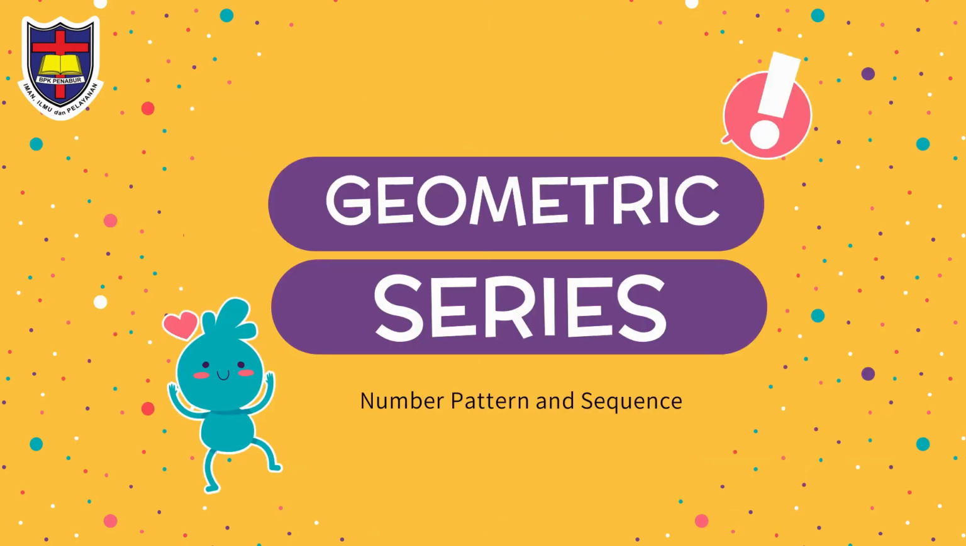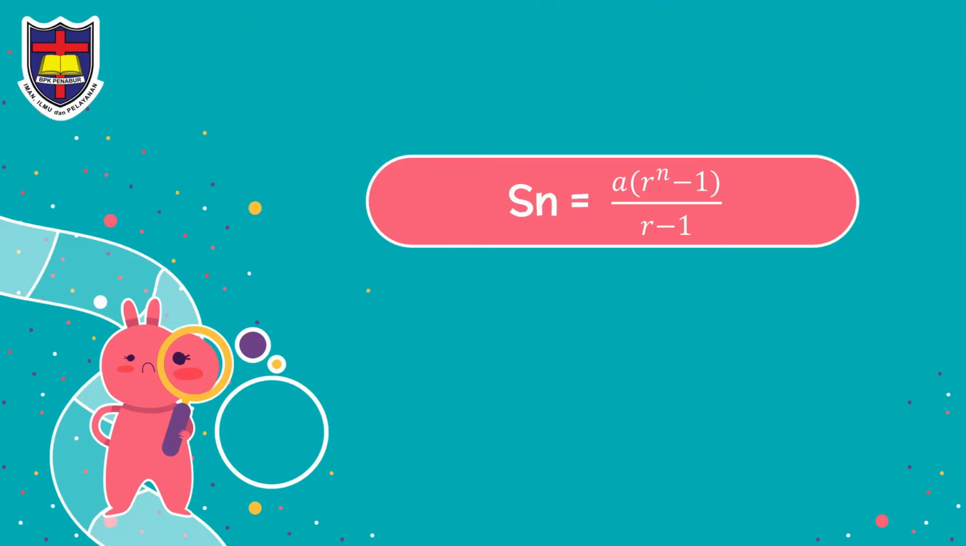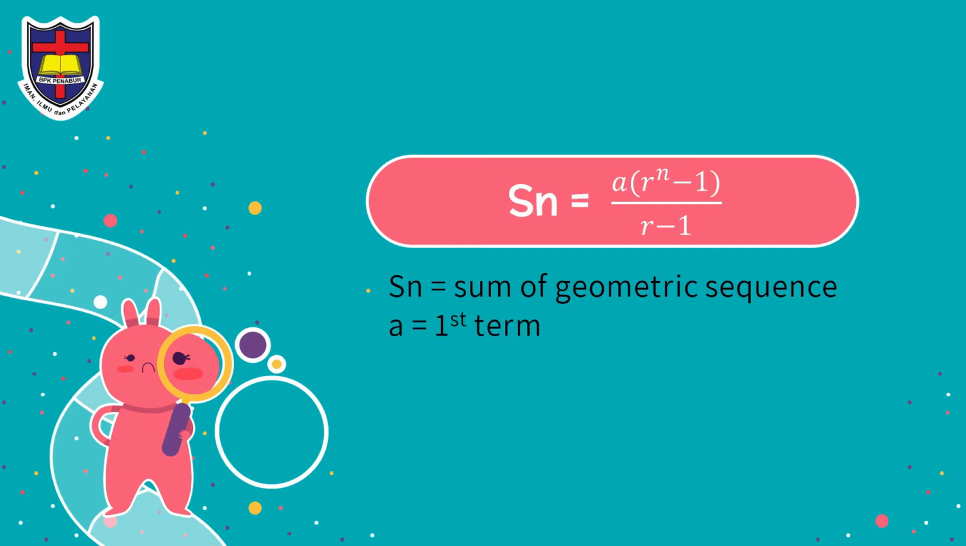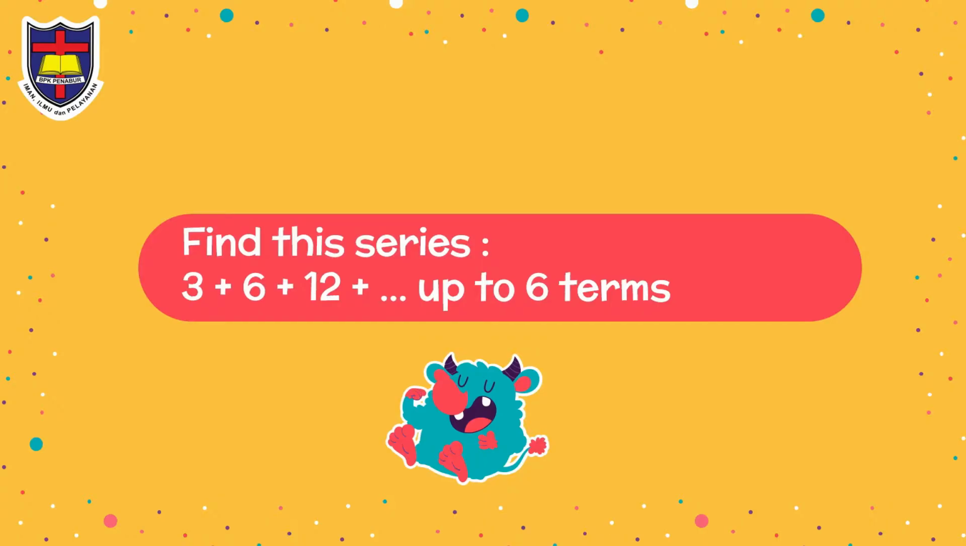Not only arithmetic series, we also have geometric series. So this is the formula for geometric series, or the sum of geometric sequence. Sn equals a times r to the power of n minus 1 over r minus 1. So Sn is the sum of geometric sequence, a is the first term, n is the number of terms, and r is the common ratio. So we will see an example.